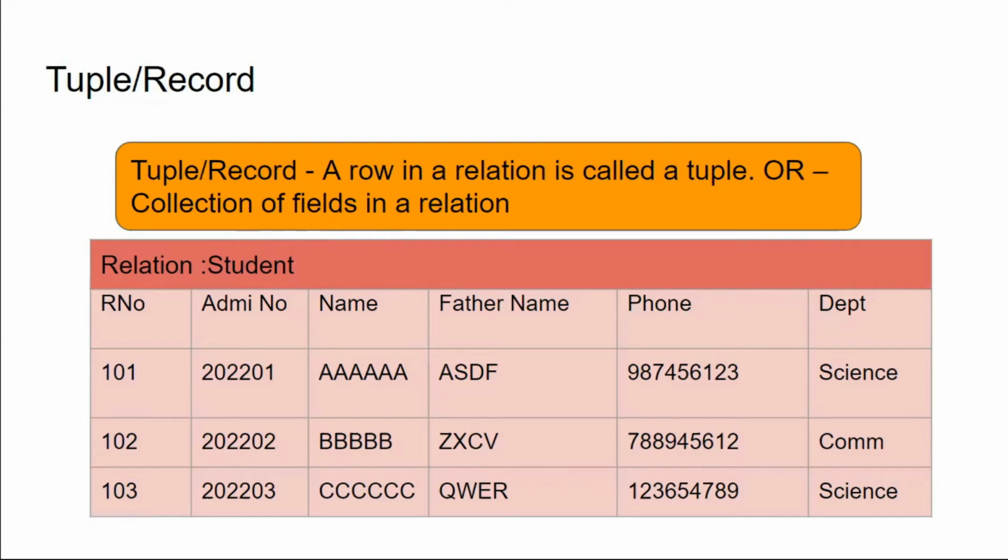The next term is tuple. We have seen that the vertical arrangement is a column; here the horizontal arrangement is called a row. A row in a relation is called a tuple, or a collection of fields in a relation. If you see here, each row is formed with the values of the columns. A row can be made only with the columns, so that's the reason we call it a collection of fields in a relation.